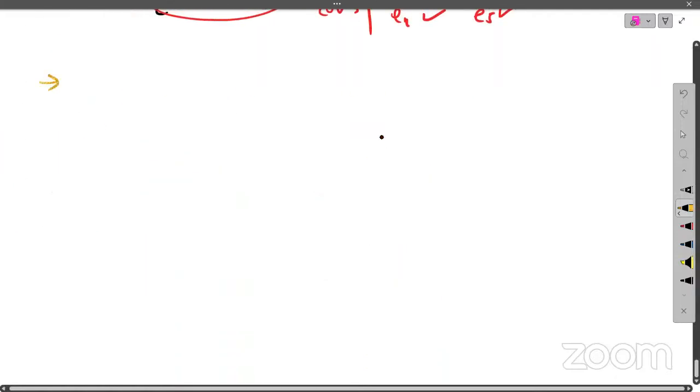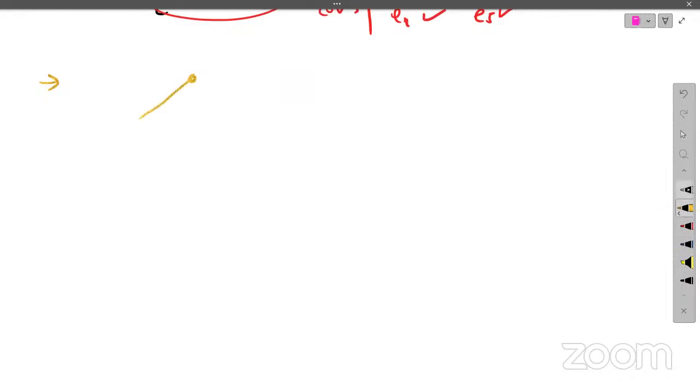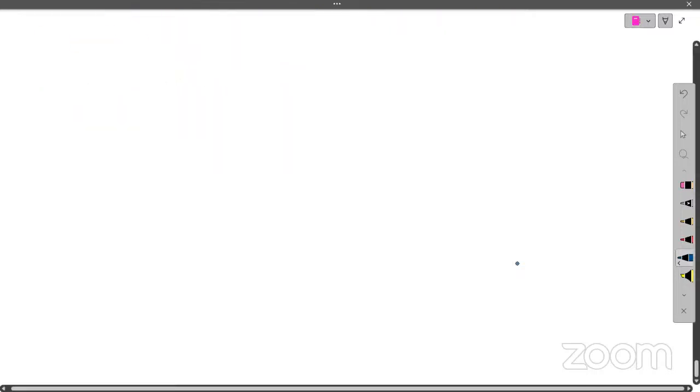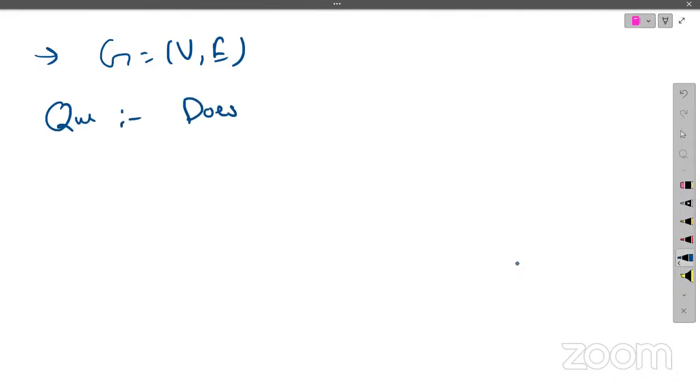Okay, what I mean by that. Suppose you have any graph, it doesn't matter. In general, a graph G has a set of vertices V and a set of edges E. If I take V as a vertex cover, will this be a vertex cover? Let me reframe the question. So if G is this graph with vertex set V, does the set V work as a vertex cover? Yes, it will work.